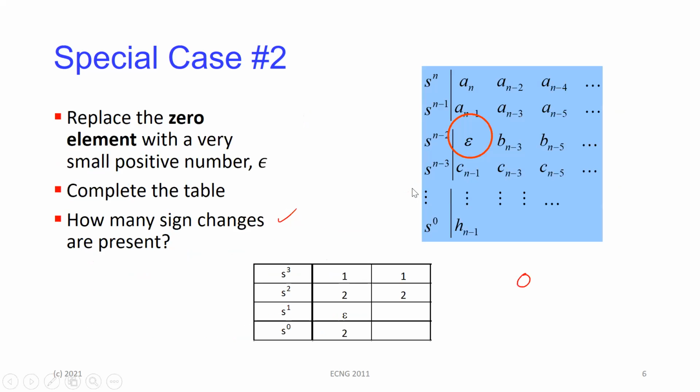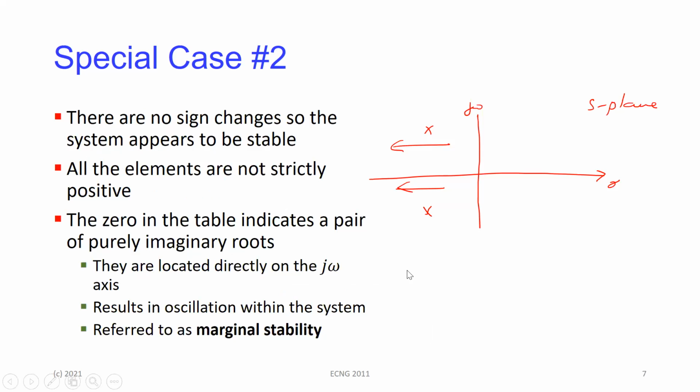From the time you tabulate the outer table and you get a single 0 in any of these cells here in the first column, what that means is that somewhere inside of here, the system has a pair of purely imaginary roots, located exactly on the j omega axis.